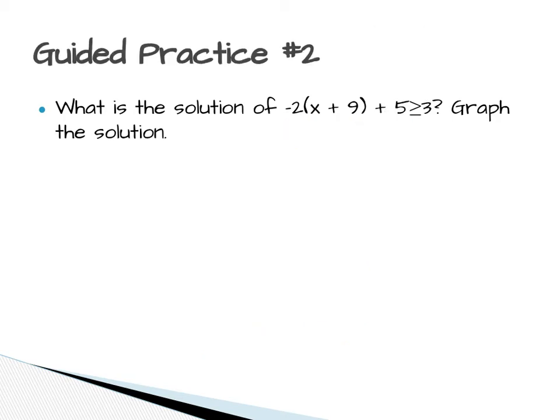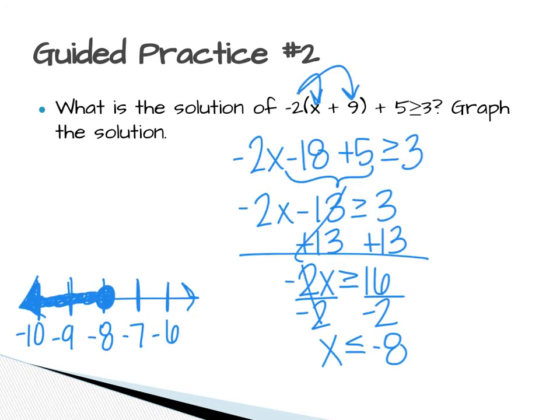Okay, solve this one on your own, and I'll give you the answer in just a second. Pause the video. Okay, so first thing you want to do is distribute the negative 2. Then you get negative 2x minus 18 plus 5. Then you want to combine these two, and you get negative 13. Add 13 to both sides. Divide both sides by negative 2. Turn your inequality around. You get negative 8. And then you want to graph on a number line.